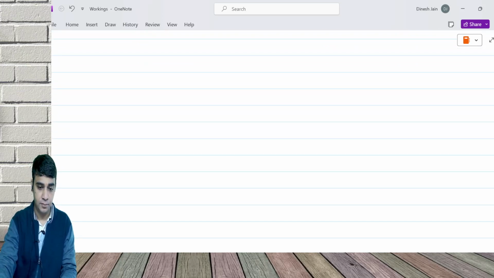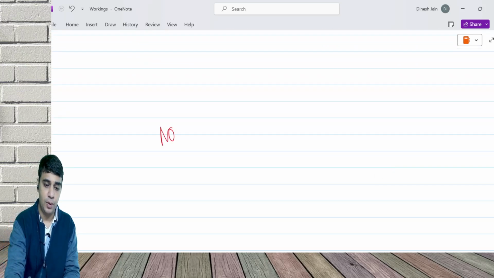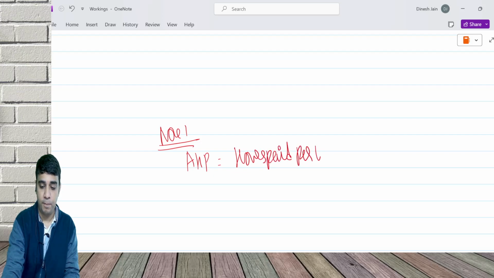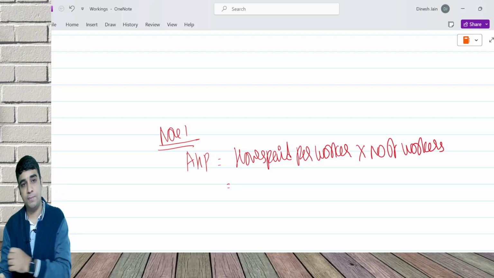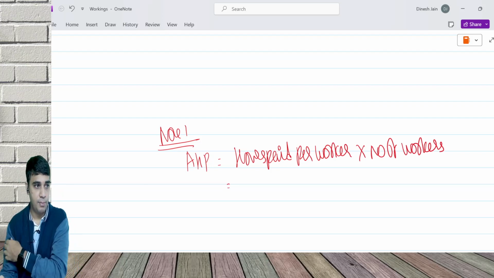Clear? Now write. Note 1. AHP equal to hours paid per worker into number of workers. Hours paid per worker into number of workers.